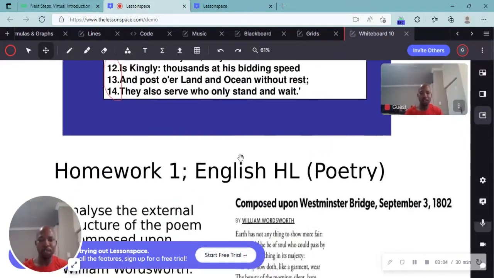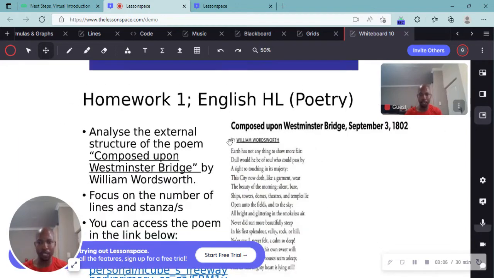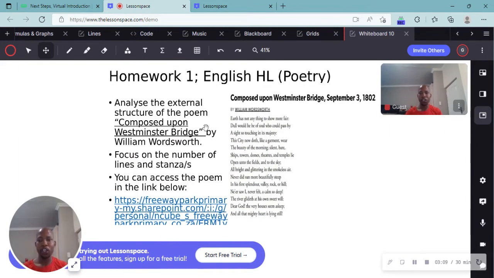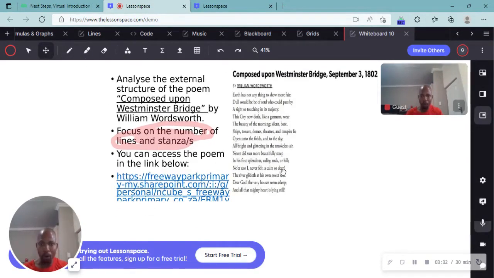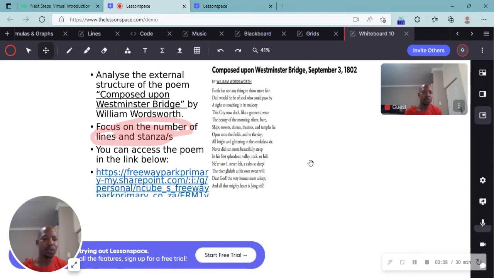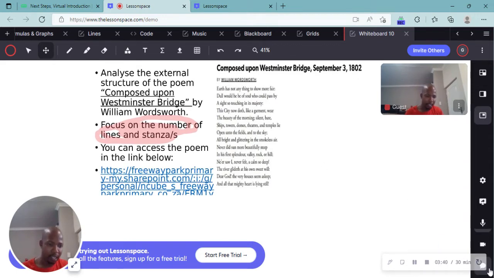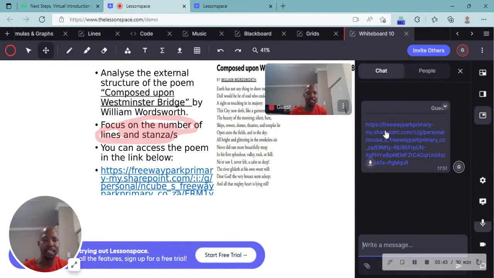Now, after doing that, you have a task to do at home, and in your task, you will be analyzing the external structure of the poem composed upon Westminster Bridge by William Wordsworth. Focus on the number of lines and stanzas in your poem. You can access the poem in the link below, and I know some of you will not be able to access this link. So now I have included the link for you students in our chat box.